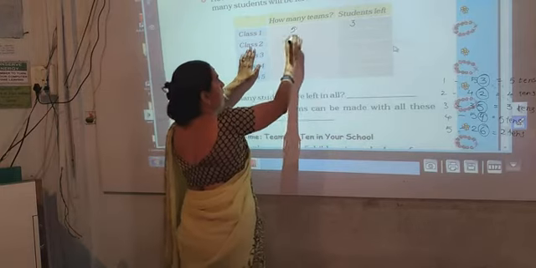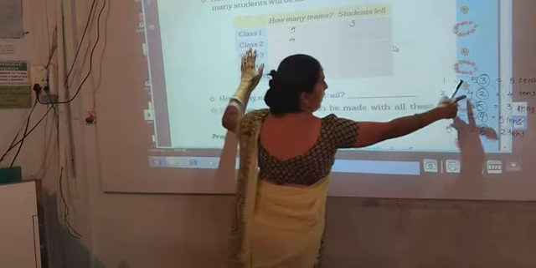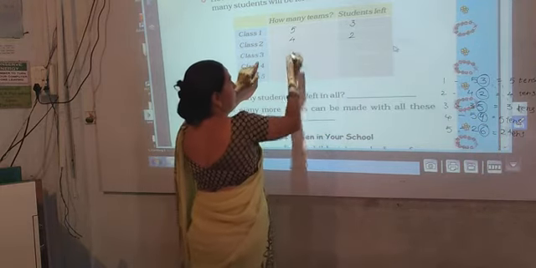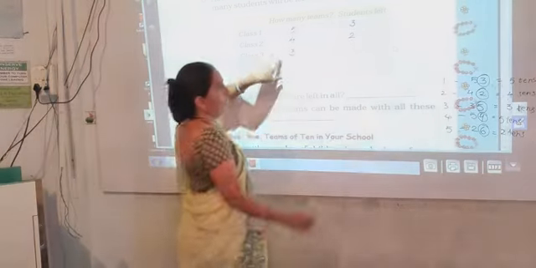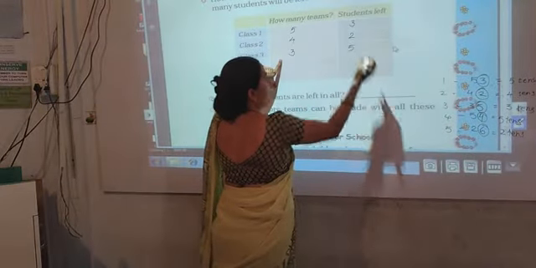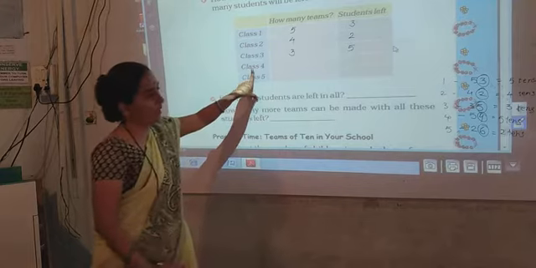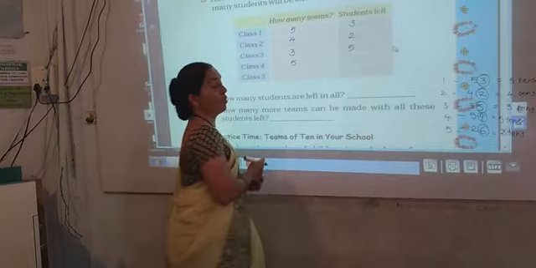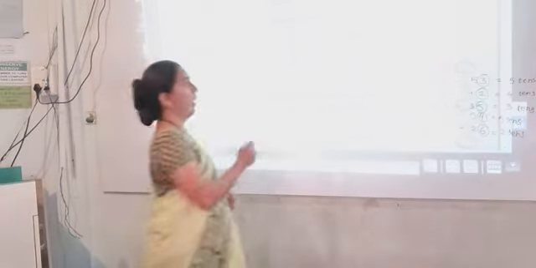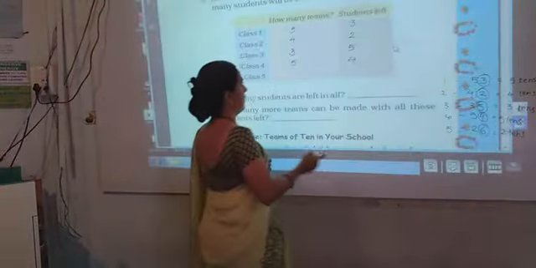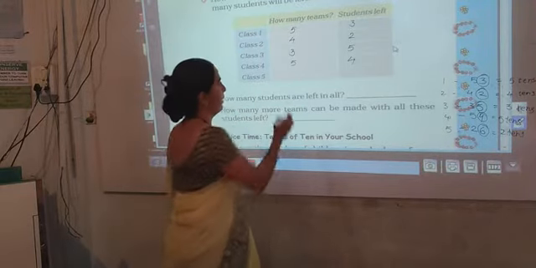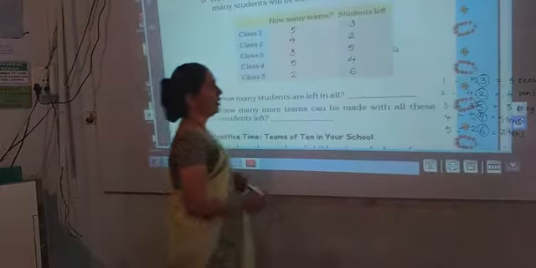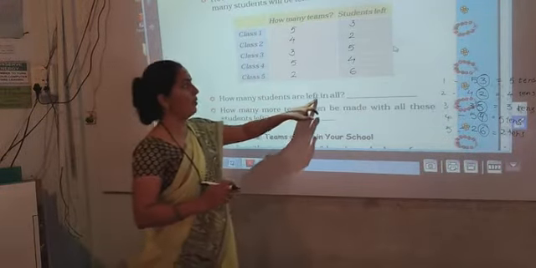Class 2, how many teams can be made? 4 teams. And how many students will be left? 2 students. In class 3, how many teams can be made? 3. And 5 students will be left. In class 4, how many teams can be made? There are 54 students, so 5 teams can be made and 4 students will be extra. Now in class 5, how many teams can be made? 2. And how many students will be extra? 6.